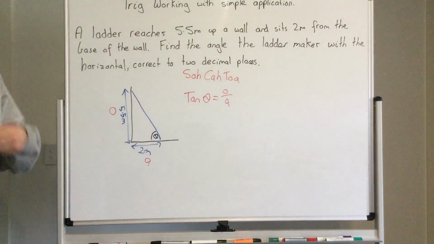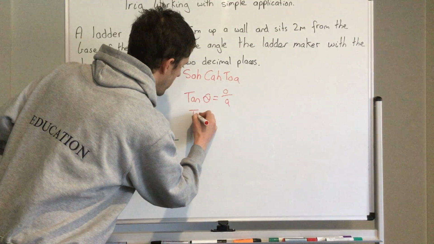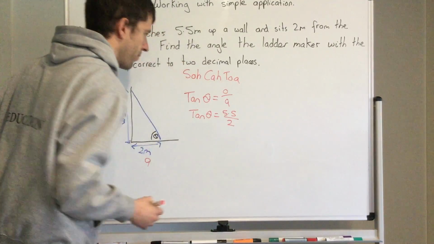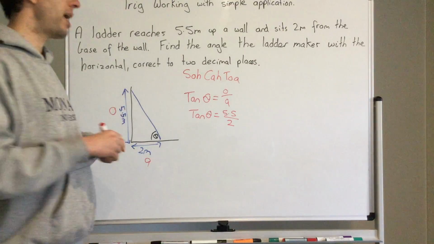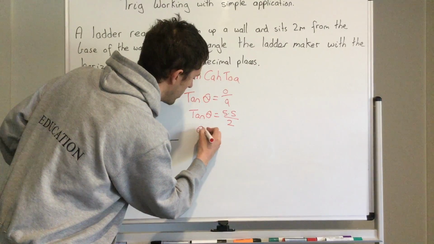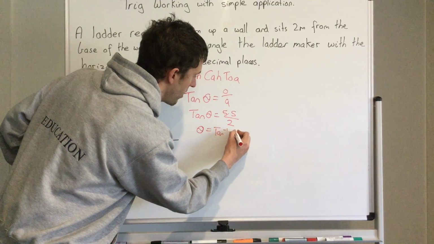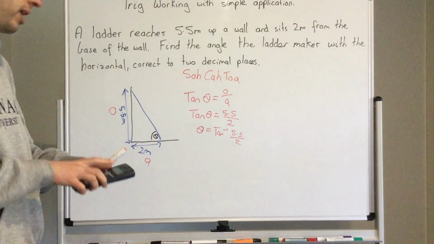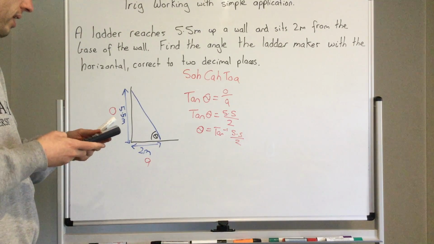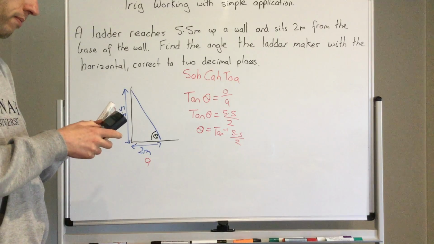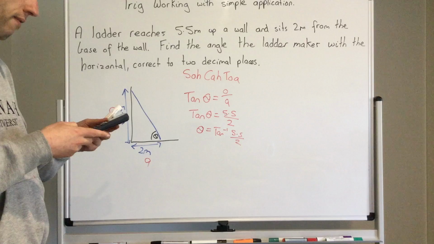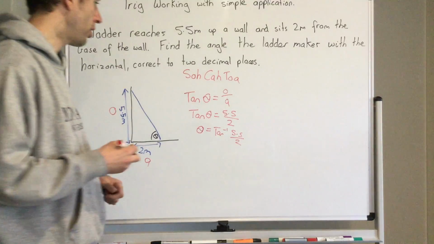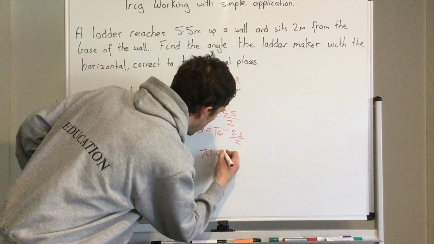Now I'm going to substitute all the values that I know into this equation. Tan alpha equals 5.5 over 2. I would like to get alpha by itself, so I take tan over to the other side and it becomes tan negative 1 of 5.5 divided by 2. All I need to do now is substitute that into my calculator. Tan negative 1, 5.5 divided by 2, and 70.02. 70.02 degrees.